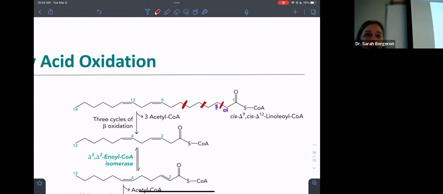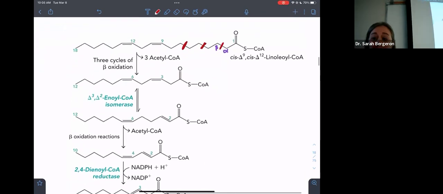Is it going to work? No. So we can actually undergo 3 cycles of beta oxidation and make 3 acetyl-CoAs. And so this is the product that you would end up with after 3 cycles of beta oxidation. So then you have to have an isomerase that is going to convert that cis double bond into a trans double bond. Now you have a double bond between, this is the alpha carbon and this is the beta carbon.